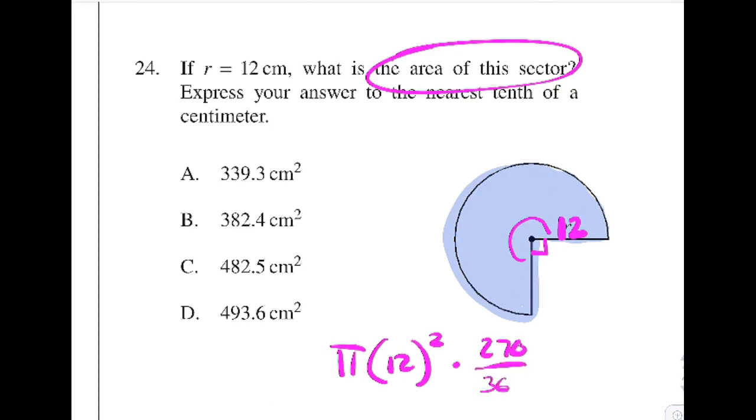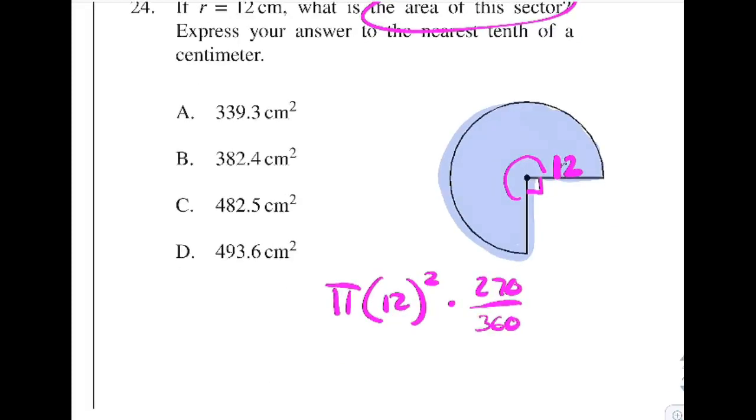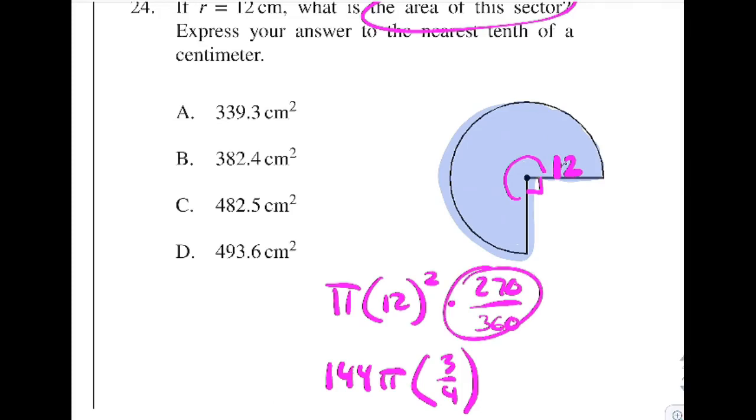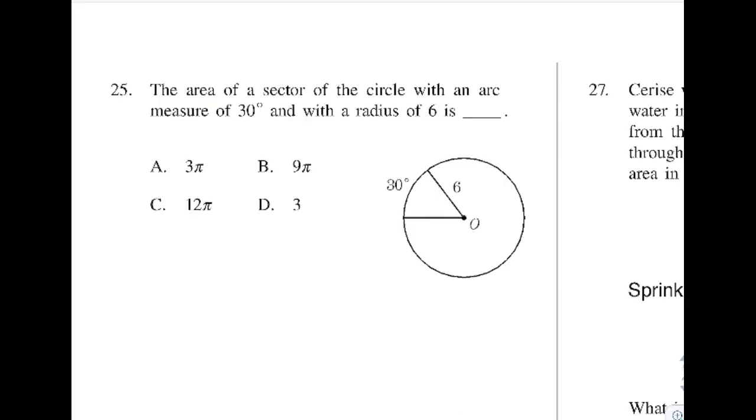So 270 out of 360, which is really just 3/4. So you can type that into your calculator, which is 144 pi. And if you want to shorten it like this, it would be times 3/4, which is that. Which on your calculator comes out to be that one.